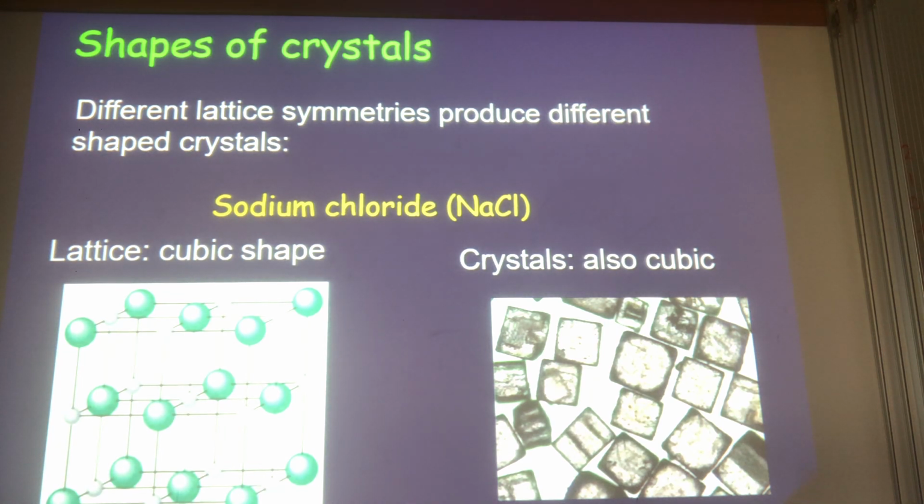Different geometries of the ionic lattice produce different shaped crystals. So the pattern on a nano layer level, the arrangement of the different anions and cations in the ionic lattice at the atomic level, is replicated in the symmetry we see in the crystals. So sodium chloride has got a cubic lattice, and if you look at salt crystals, sodium chloride crystals under the microscope, you'll also see their cubic crystals as well.